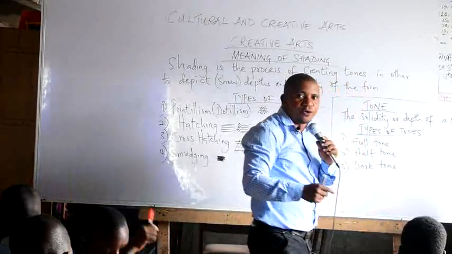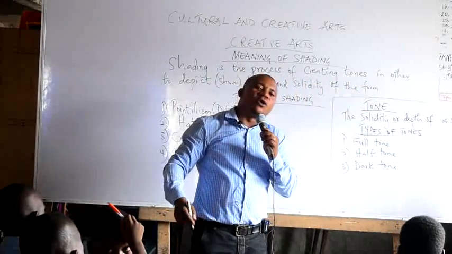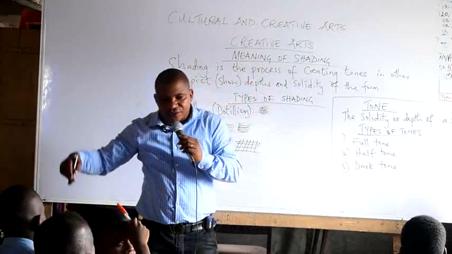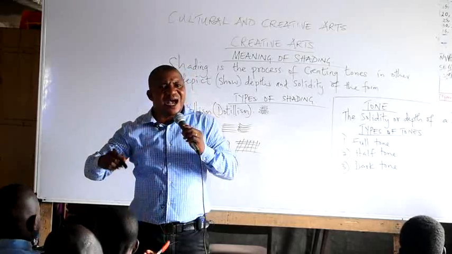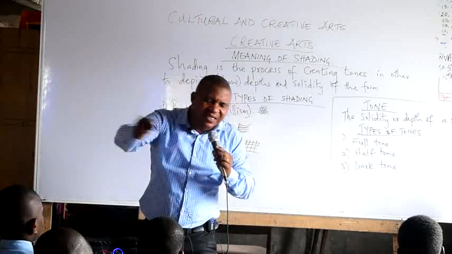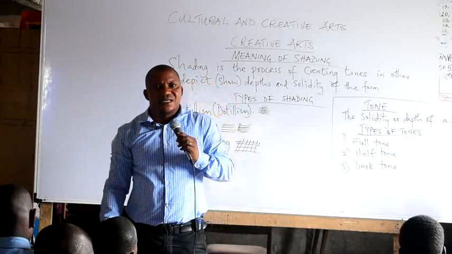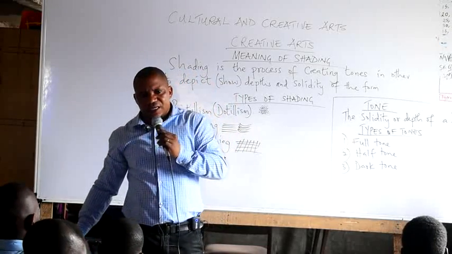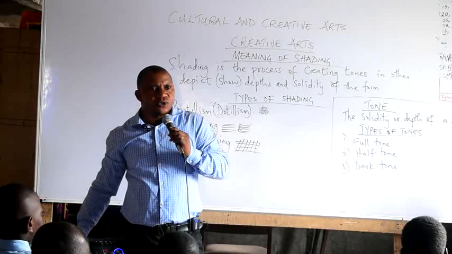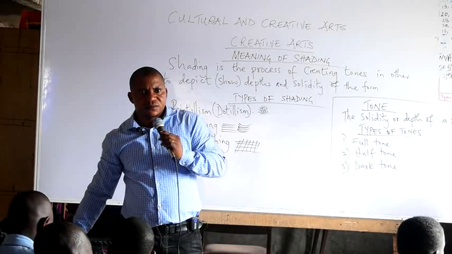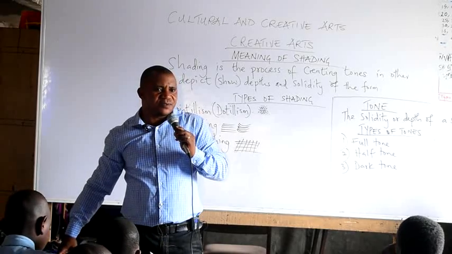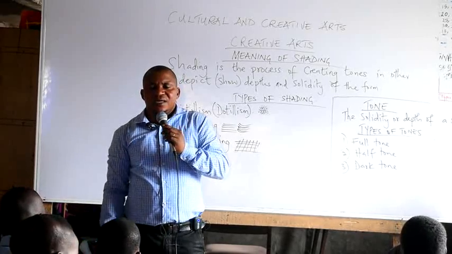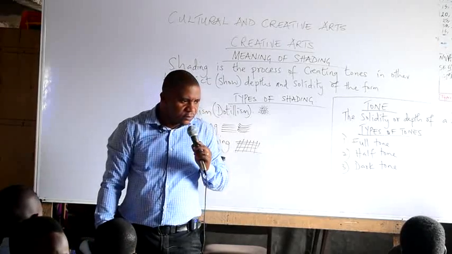So that is how it is. When you are shading an object, when you draw, you must create these 3 tones on that drawing. You can't just draw an object and shade everything in equal tone. It is not acceptable professionally. An artist will not accept that. If you draw like that for me, I will not take it.